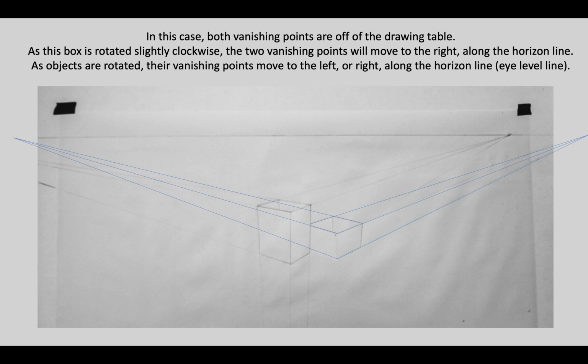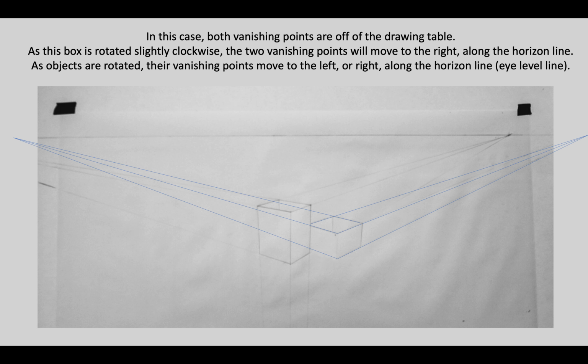In this case, both vanishing points for that smaller, shorter box ended up off of the paper for several reasons. But regardless of the reason, they are both off of the paper, which does point out something that I need to mention.